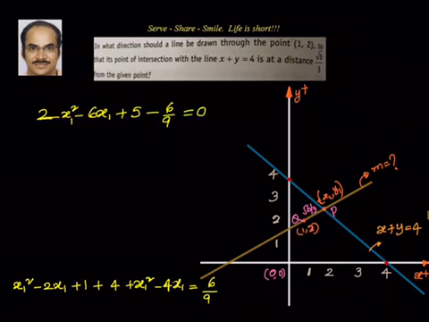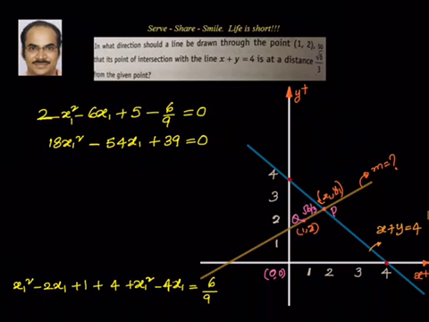Let's multiply with 9. We'll have 18x1 square minus 54x1 plus 45 minus 6 is plus 39 equal to 0. I just simplified it. So now we can find out the x1 value by taking quadratic equation.